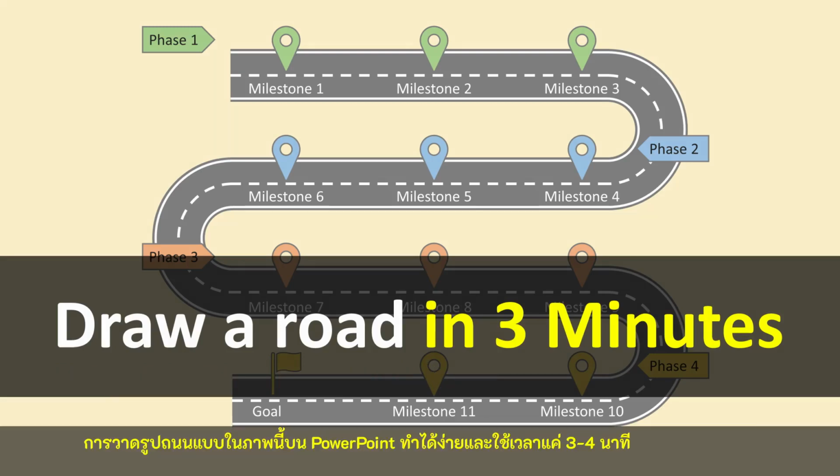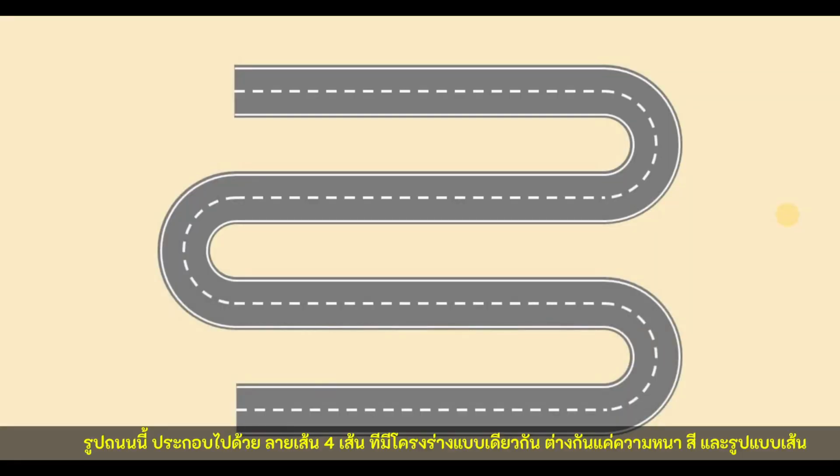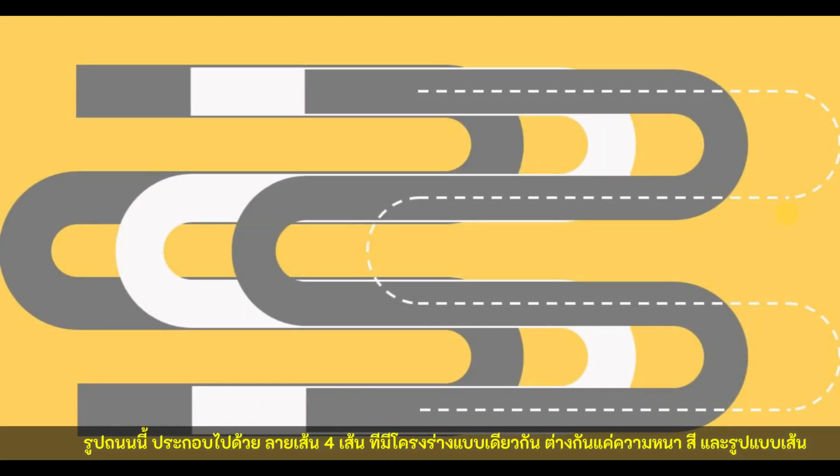Drawing a road like this in PowerPoint is quite an easy task. If you take a closer look, the road actually comprises 4 lines of the same shape, but with different line weights, colors, and styles. Now let's have a look at how we can quickly draw these lines and put them all together.